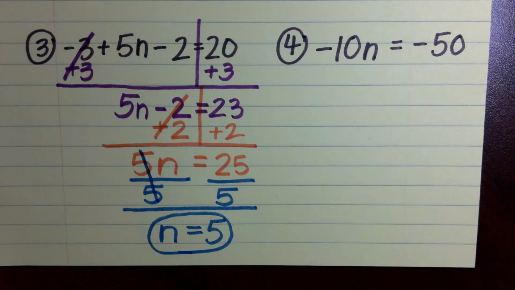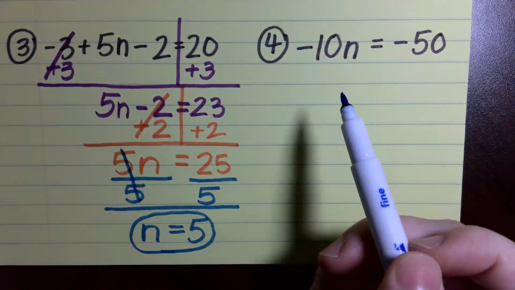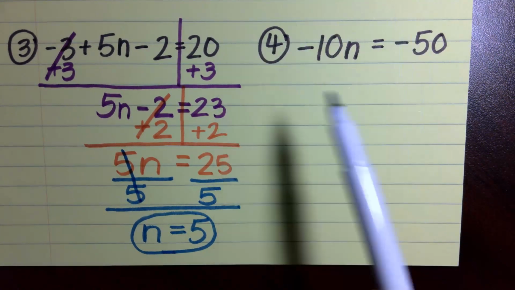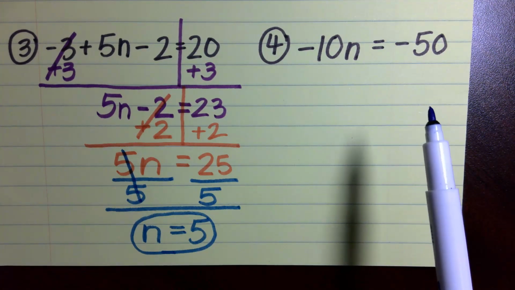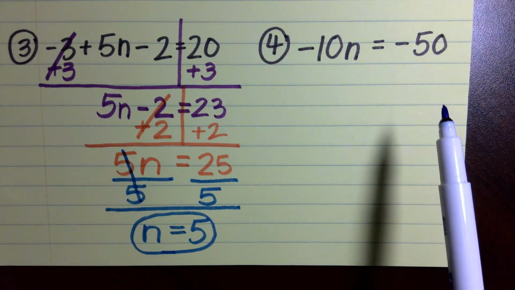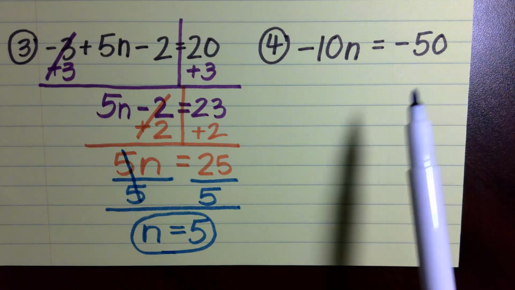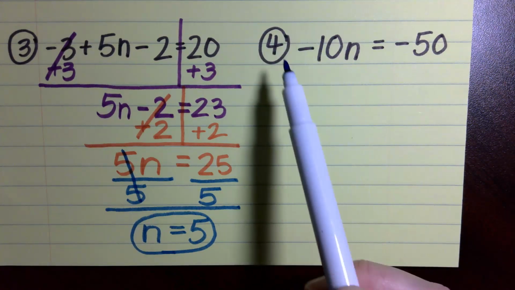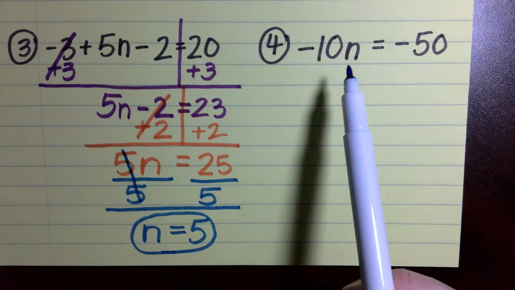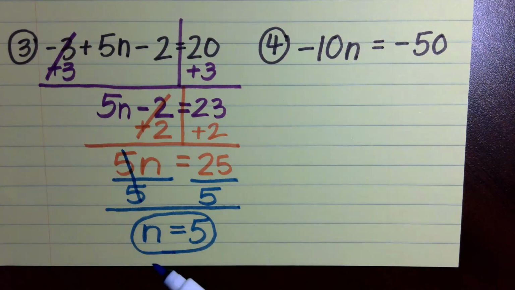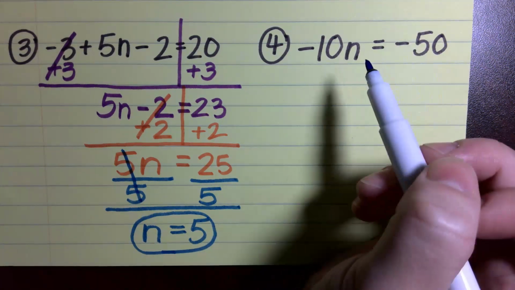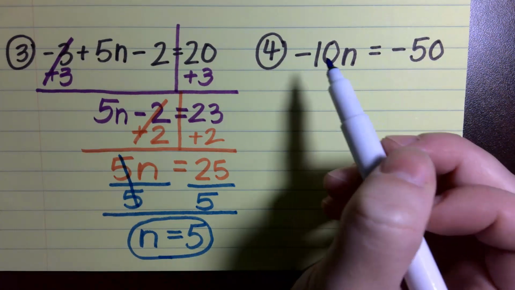Okay, let's look at number 4. Number 4 is pretty simple, but I threw some negatives in just to throw you off. I wanted to see if you guys remember those negative and positive rules. I'm just testing y'all. So I have negative 10 times n equals negative 50. What do I do here? You would divide. Yeah, what am I dividing? Negative 10 on each side.